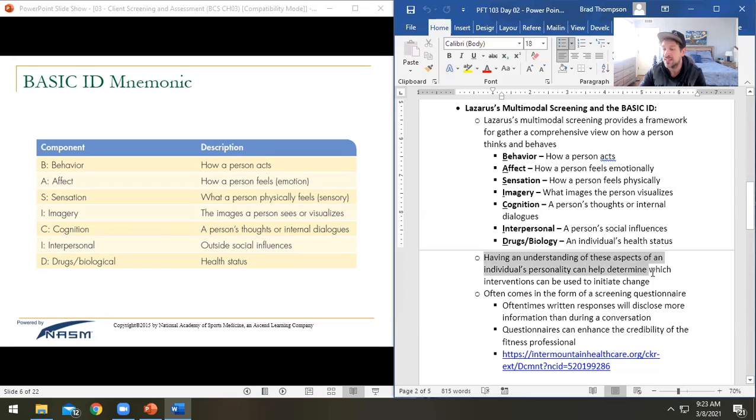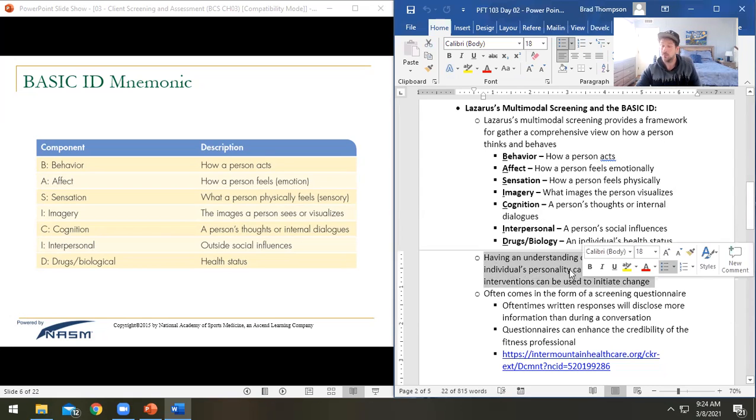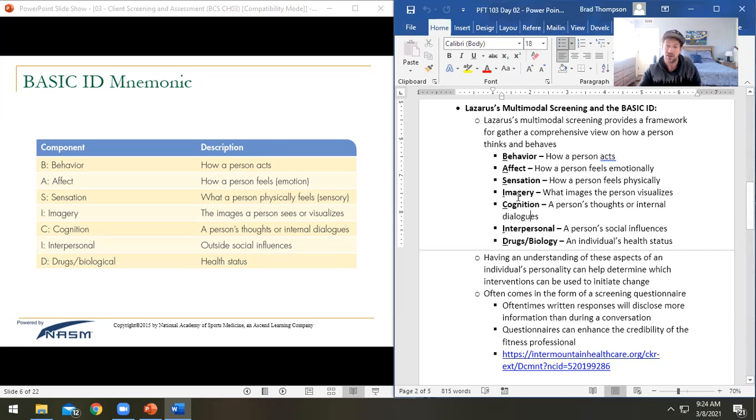So yeah, that's what we're looking for here, right? Having an understanding of these aspects of a person's personality can help you determine which things are going to be most effective. And like I said, Andre, I think you had a good instinct. I don't think we even got to cognition by the time you brought up the meditation thing, but you nailed it. For somebody like me, my internal dialogue is sometimes the number one thing that holds me back from overachieving or overperforming in certain ways. And meditation is a great way to combat that.